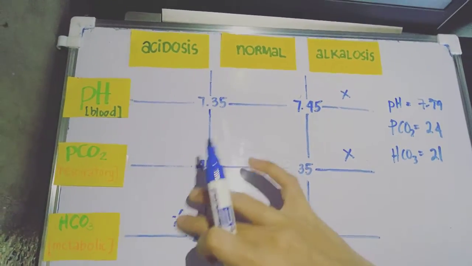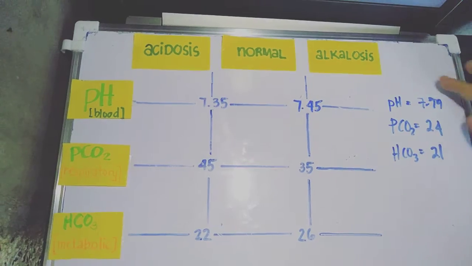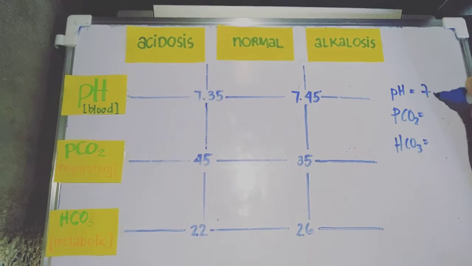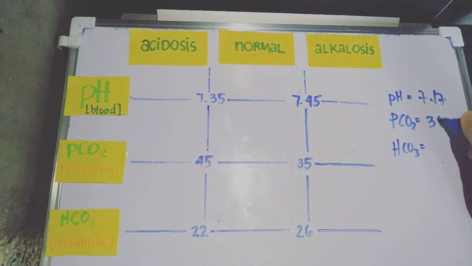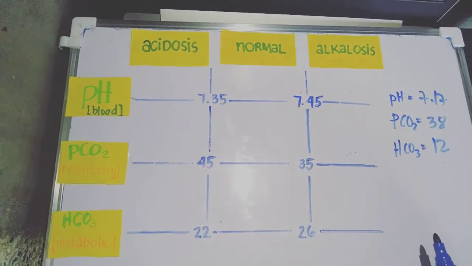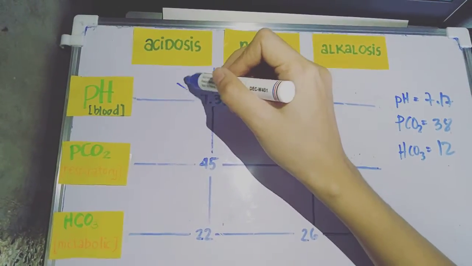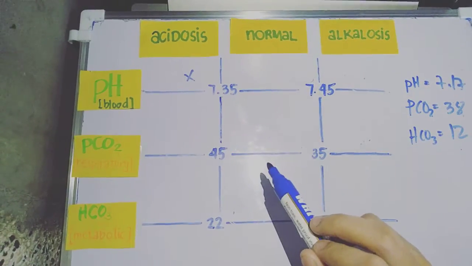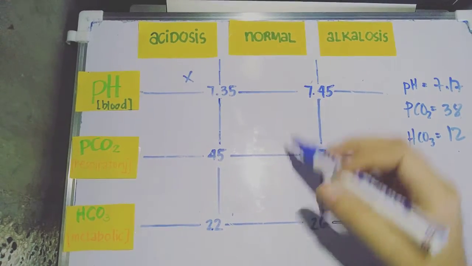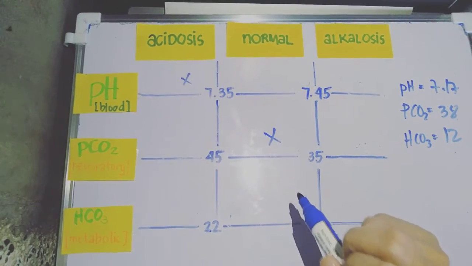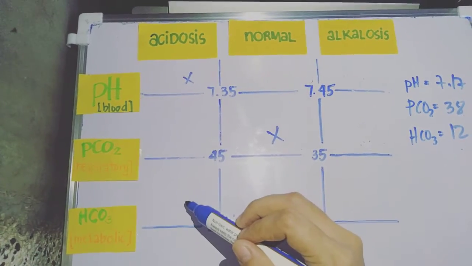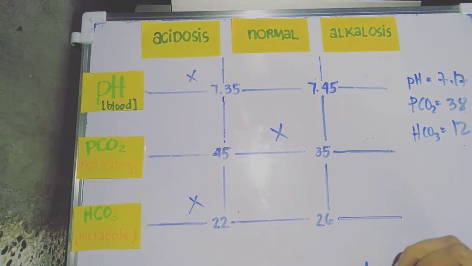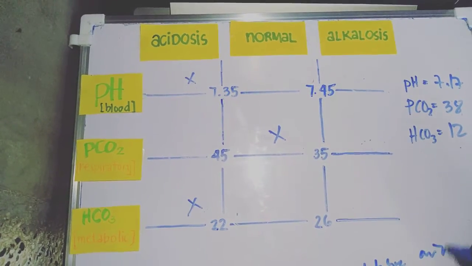Another example here. Another example is we have a pH of 7.17, carbon dioxide 38, and bicarbonate 12. So the pH is acidic, acidosis, and the carbon dioxide, as you can see, is normal. And for the bicarbonate, it is acidic. So we have a tic-tac-toe here. We have metabolic acidosis.